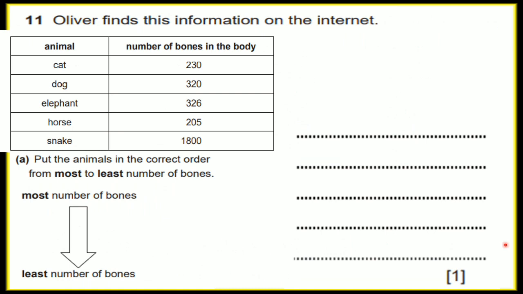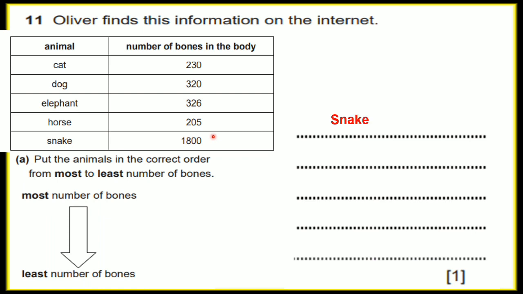Question 11. Oliver found this information on the internet. This is critical thinking. Animals, the numbers of bones in their back. Put the animals in the correct order from most bones to the least bones. So you look at this. Which one has the most bones?